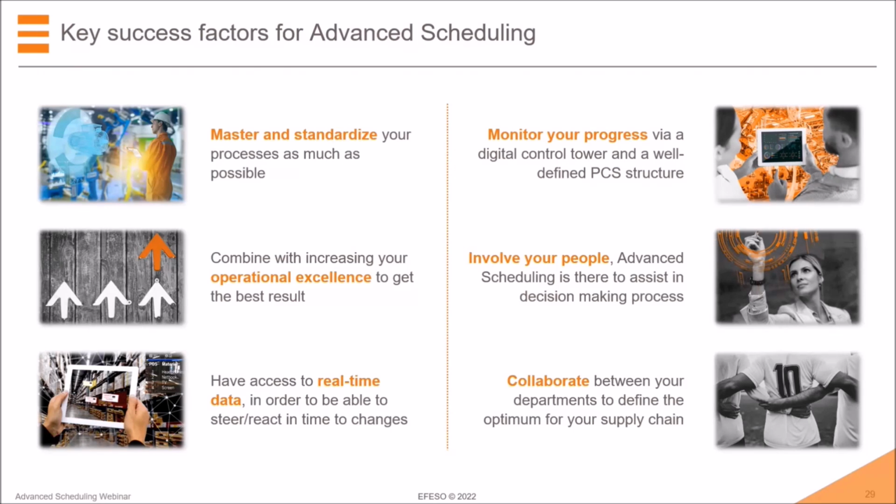Third is having access to real-time data, which will allow you to react and to steer much quicker in your schedule. So really knowing digitally what's happening in your production process will allow, again, the scheduling optimization to run smoother. Fourthly is to monitor your process, and with that we mean either a digital control tower, so managing your KPIs in a visual dashboard, or having a well-defined PCS structure. This will allow you again to not be surprised by disruptions, and to be able to spot changes quicker and adapt them in your schedule.